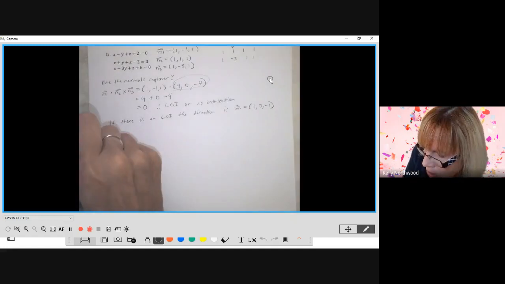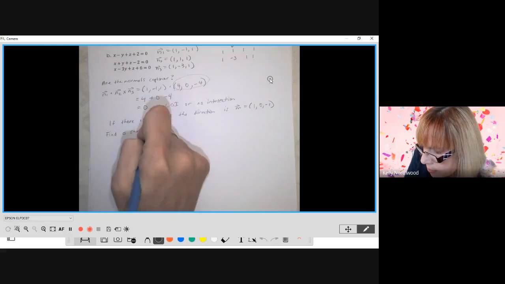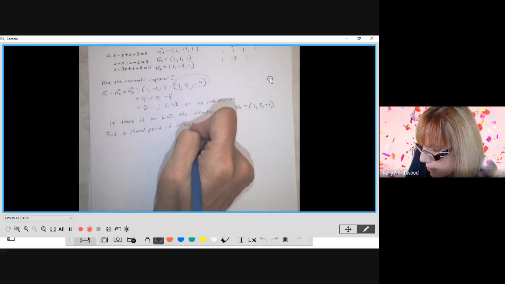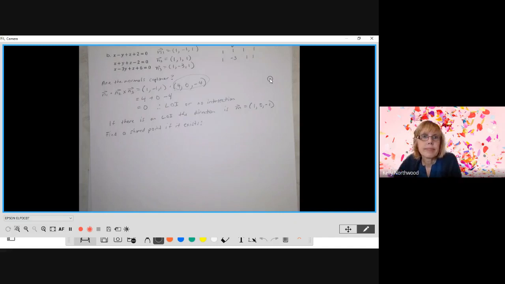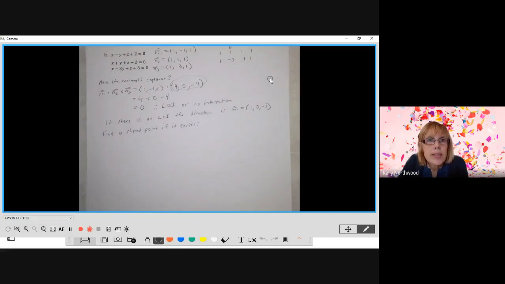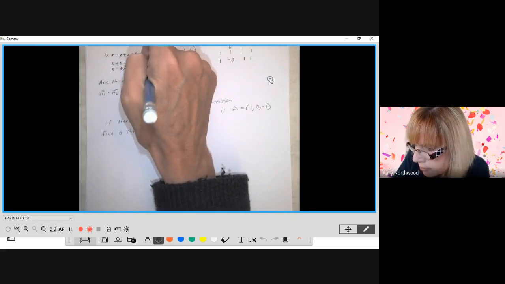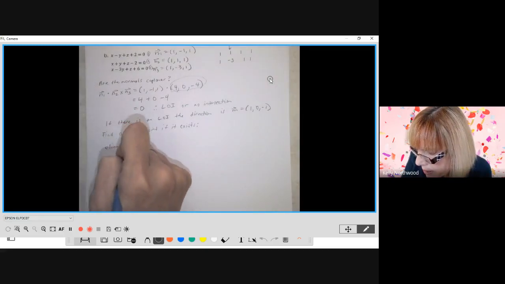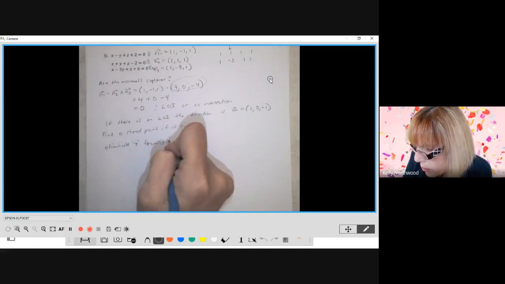And now we want to find a shared point if it exists among all three planes. So we want to eliminate Z this time. So eliminate Z from 1 and 2.